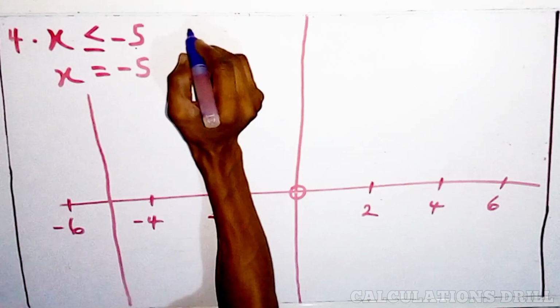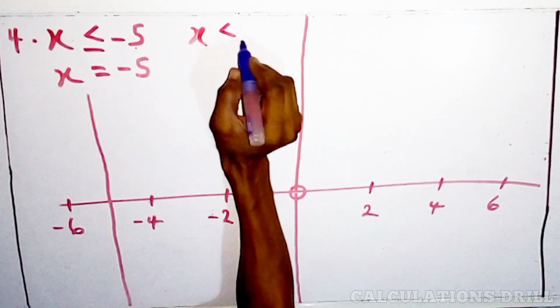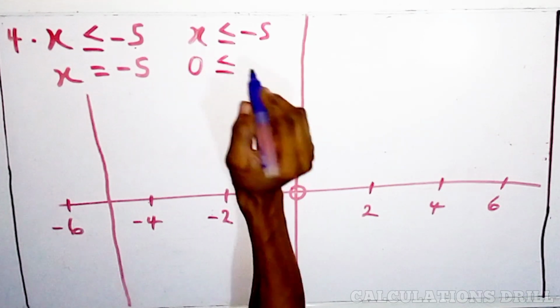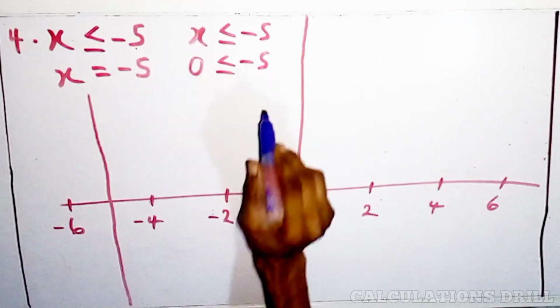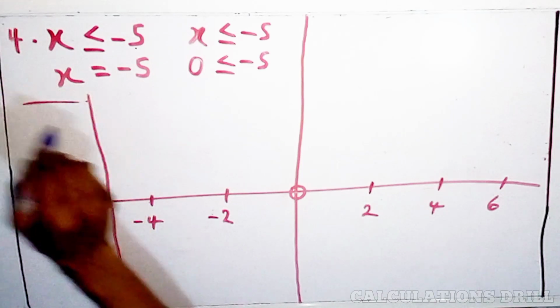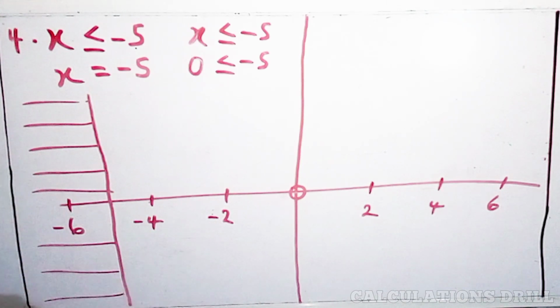Then our zero test, to consider where to shade. Anywhere you see x, you put 0. So 0 is less than or equal to -5. Is that true or false? If it is false, then you shade the other side, not to include the origin.